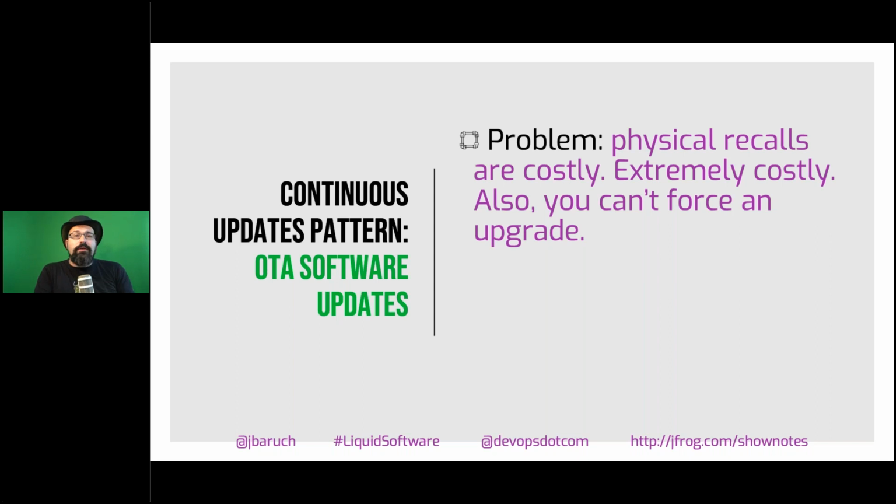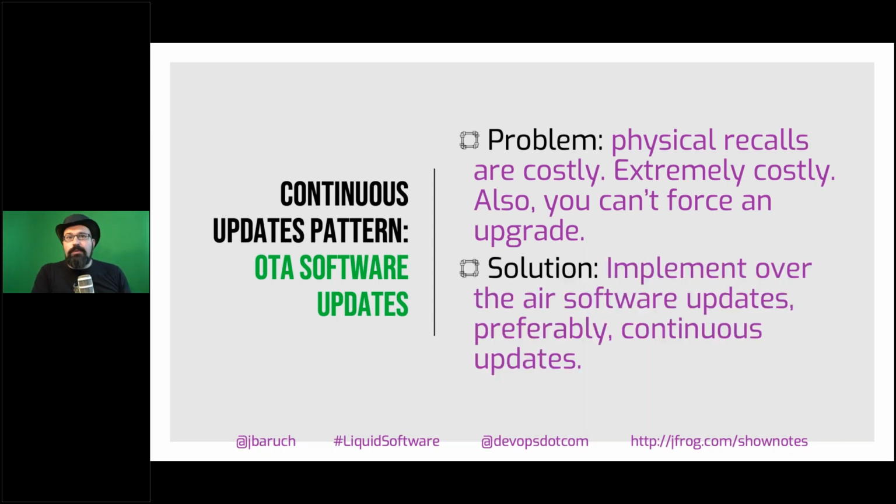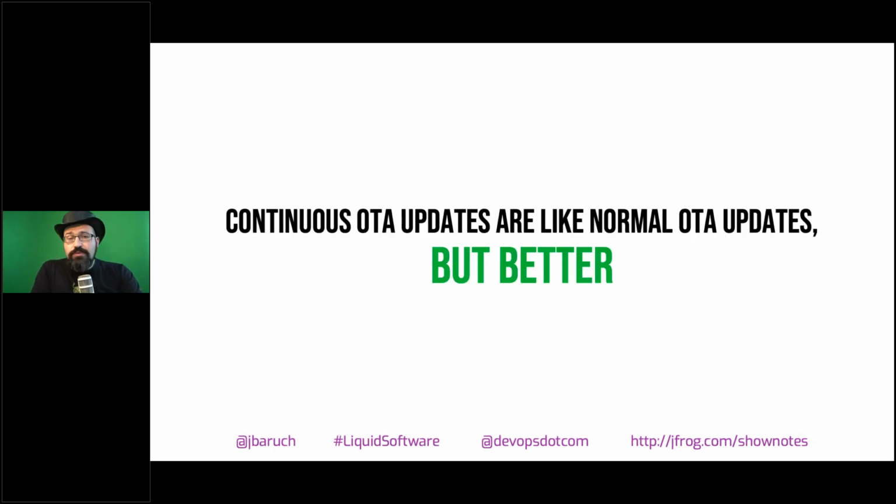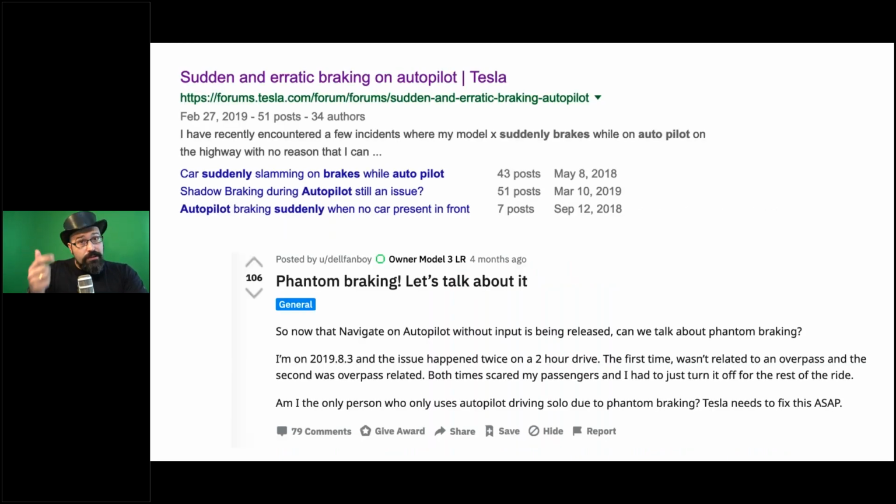Obviously, over-the-air updates solve this problem because, first of all, it's cheap, and also you can push the update to the car whenever you decide it is important. And over-the-air updates are great, but continuous over-the-air updates are even better. To demonstrate that, I will give you an example of another updating car, and that will be Tesla. Tesla is amazing in many ways, including the over-the-air updates, but it has some glitches with their autopilot.